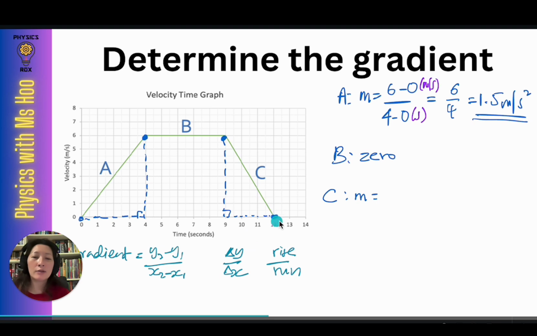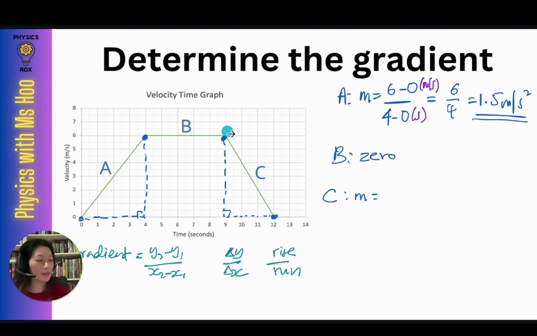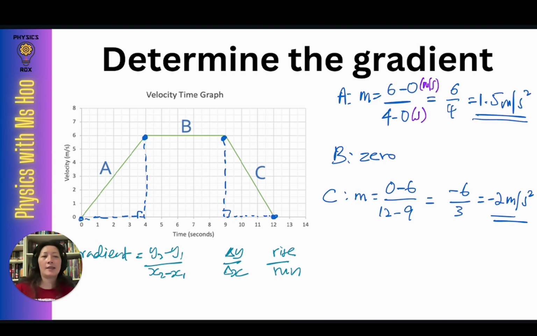So for y2, we have 0 and y1 is 6. So I'm going to write 0 minus 6 for the top of the fraction. Whereas for the bottom of the fraction, we have 12 and 9. So that's 12 minus 9. So this gives us negative 6 over 3, giving us negative 2 meters per second squared. Same unit as A, obviously, because it's the same set of quantities.